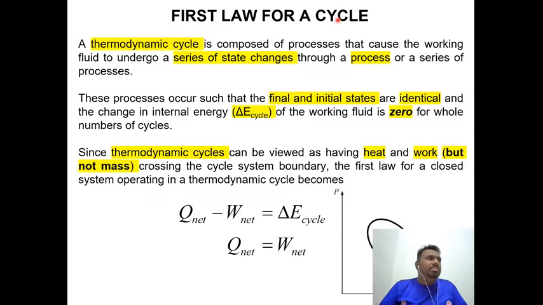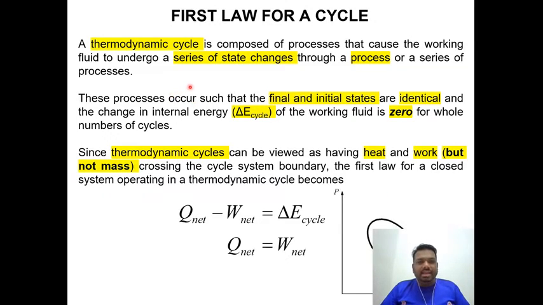If you still remember what a cycle is, a cycle means you can have various states, but the initial state and the final state must be the same. That's what we call a cycle. It starts here, goes wherever you want, but comes back to the same point. So that is one complete cycle. That one we need to understand.